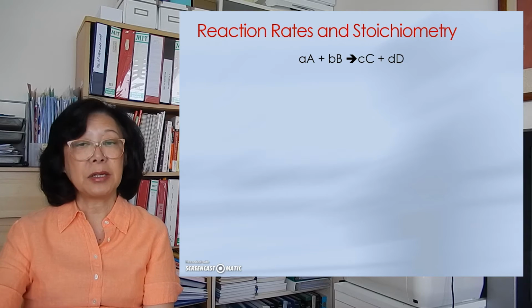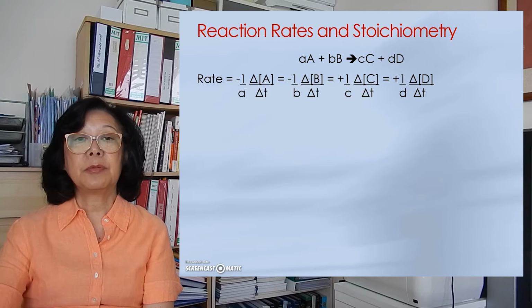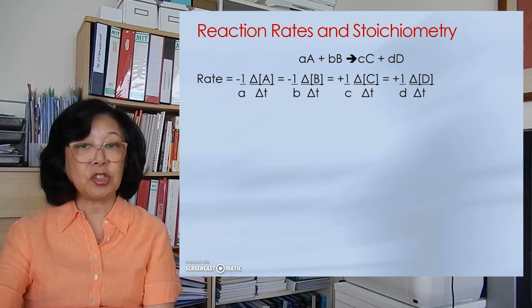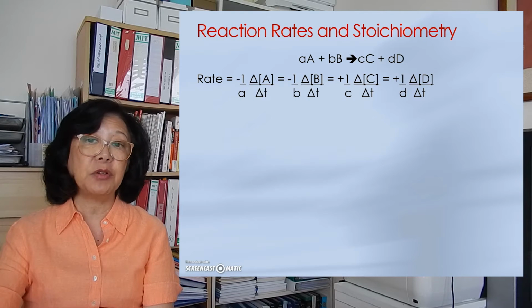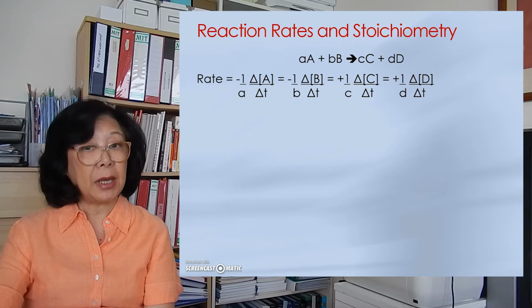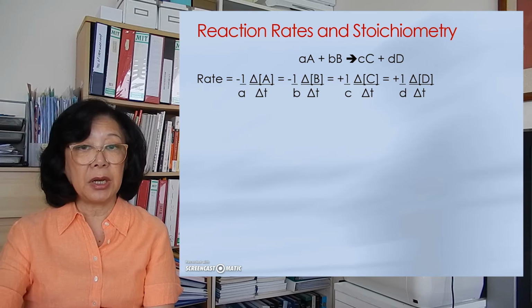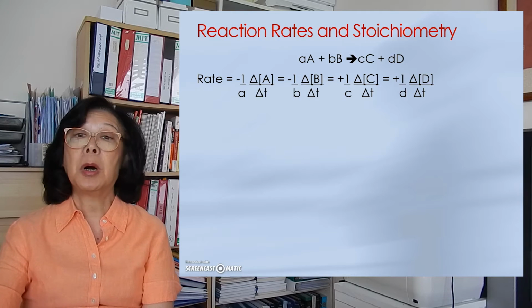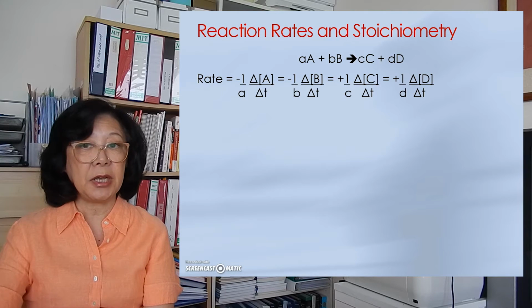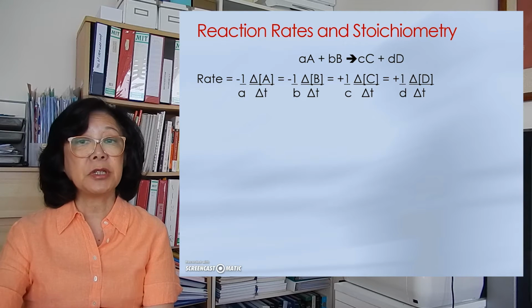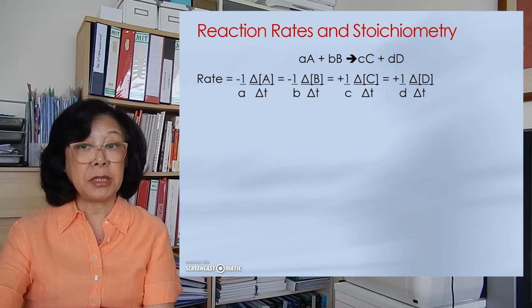In a balanced reaction, the rate can be expressed as the disappearance of A over time divided by A moles, or the disappearance of B over time divided by B moles, or the appearance of product C divided by C moles, and the appearance of product D divided by D moles.